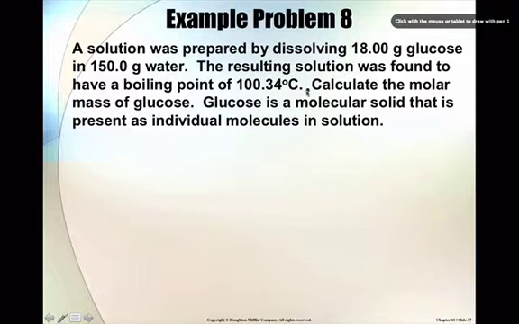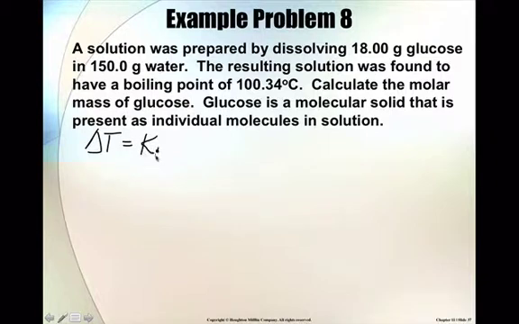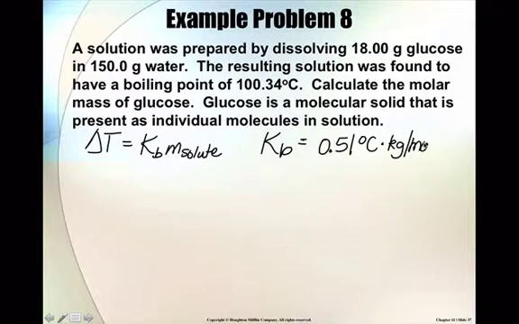But what we're going to do first is we're going to use that formula that we just talked about. This is of the solute. So the first thing we need to know is Kb. They did not give us Kb, but if we looked it up in that table that I was talking about on page 505, the Kb for water is 0.51 degrees Celsius kilograms per mole. Make sure you use the correct one. There's a Kb and a Kf. Kb is for boiling point elevation. The Kf is for freezing point depression.